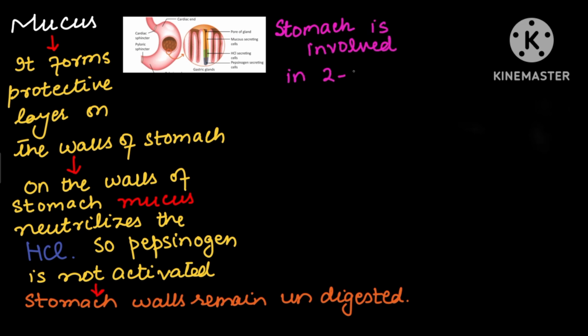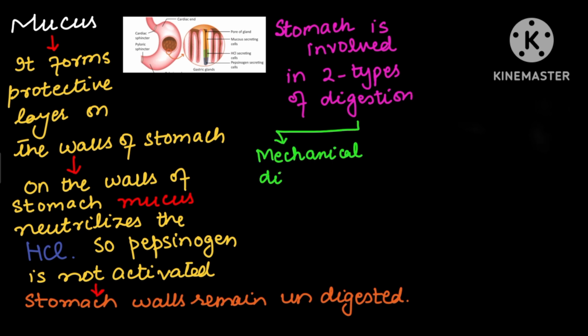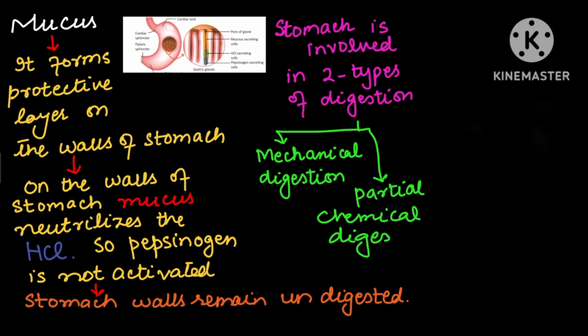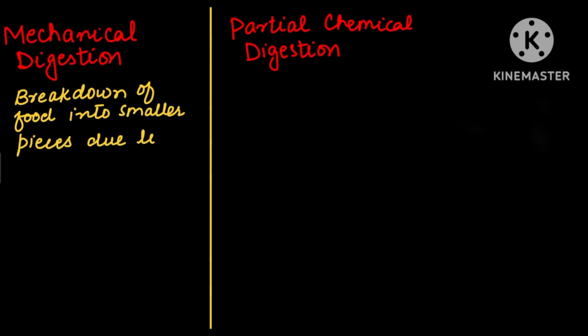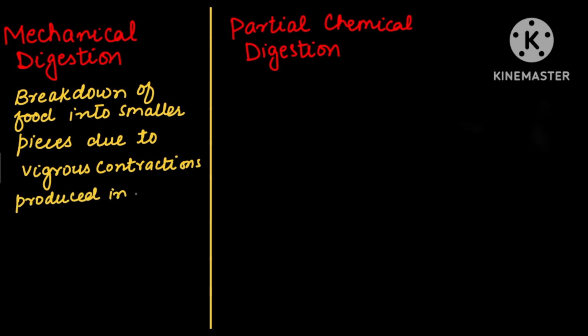Basically, stomach is involved in two types of digestion. Number one, mechanical digestion, and number two, partial chemical digestion. How will you define mechanical digestion? It is defined as breakdown of food into smaller pieces due to vigorous contractions produced in the walls of stomach. This process is called churning.